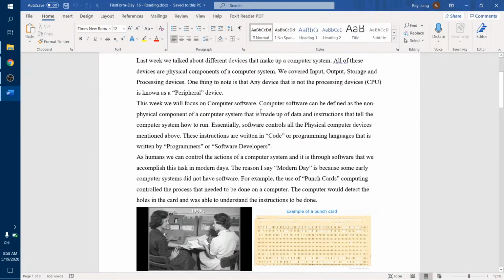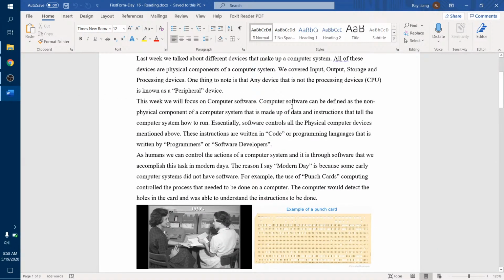So I'm just going to bring up the notes and go through them with you guys, summarizing them and maybe talking about extra examples in this lesson. When we talked about last week, we talked about different hardware devices: input, output, storage, and processing devices. And then we gave examples of each one. One thing I didn't mention last week was that any device that isn't the CPU is known as a peripheral device. So basically anything that's not the CPU, which is everything that makes up a computer system except the CPU, is known as a peripheral device.